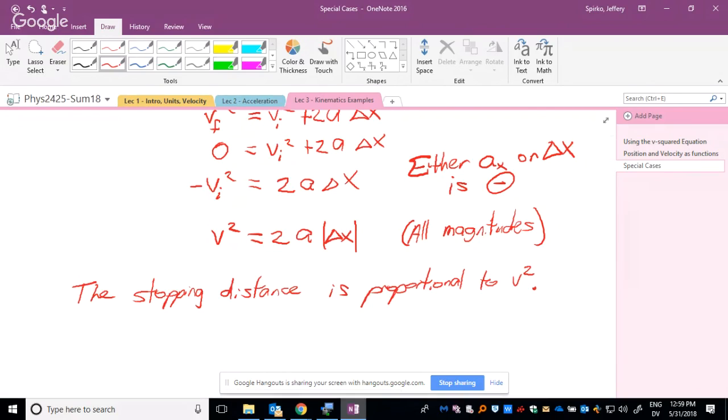So if you compare two scenarios and one has twice as much velocity as the other, the one with twice as much velocity is going to take 4 times as much stopping distance. Now, I've made an assumption when I said that. I kind of assumed that these two situations had similar accelerations.